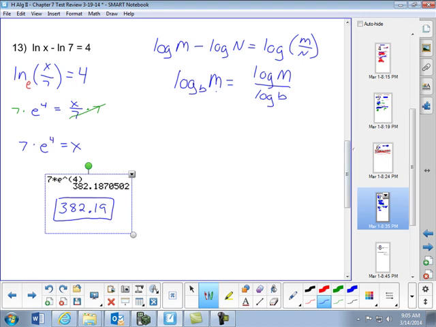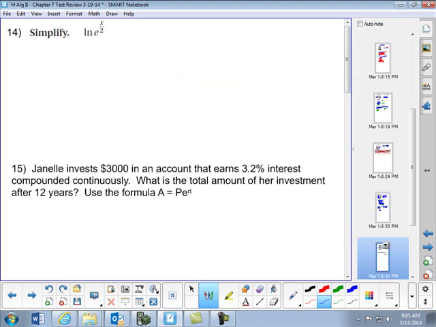Okay, problem number 14. I'm going to tell you right now, there is a problem very similar to number 14 on the test, and every year it seems like it really throws students for a loop, and it really shouldn't. This is designed to be a very, very easy problem. It says the natural log of e to the x over 2. It wants you to simplify this.